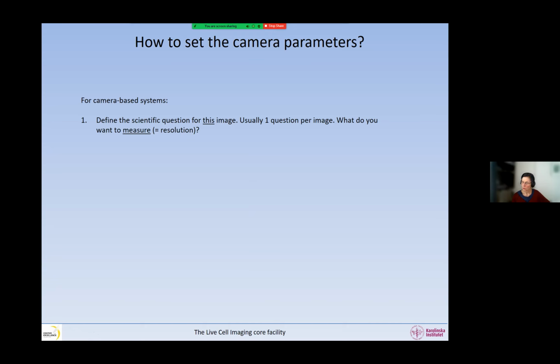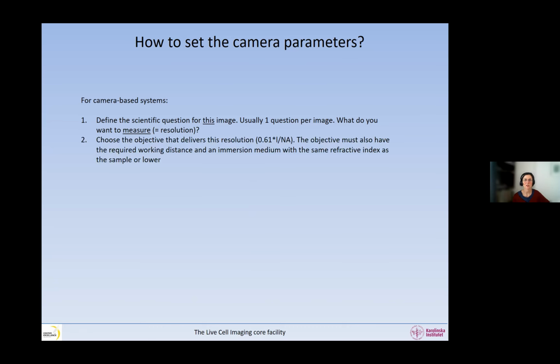So again, always the same thing. You define your scientific question for this image, and in general, you have to break down complex scientific questions. So define what you want to measure, pick the objective. This is exactly the same thing that works for you.